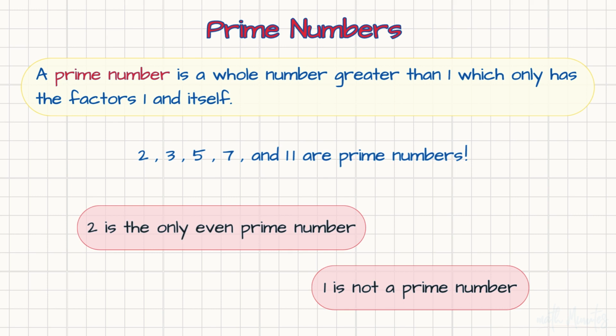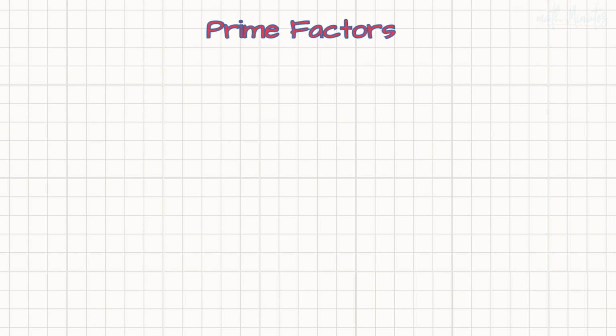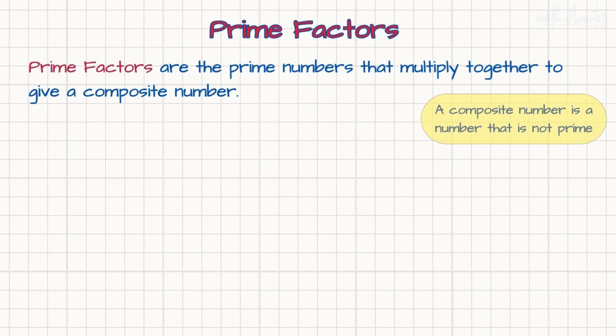Prime numbers have several unique properties. One of these properties is that they are the building blocks of all other numbers. Any composite number, which is a number that is not prime, can be expressed as a product of prime numbers. This brings us to the concept of prime factors. Prime factors are the prime numbers that multiply together to give us a composite number. Finding the prime factors of a number is like breaking it down into its fundamental building blocks.